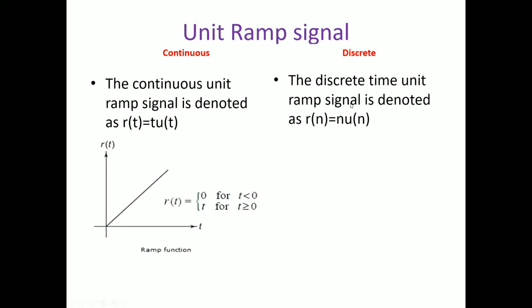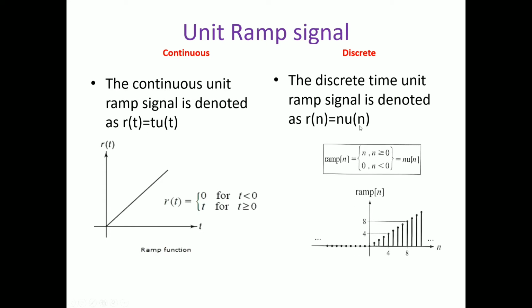Similarly, the discrete ramp signal is also similar to that, but instead of r of t, I can write r of n. R of n equal to n into u of n, where u of n is the unit step signal in the discrete time domain. So the ramp of n equal to n for n greater than or equal to 0 and equal to 0 for n less than 0. This can also be represented simply as n into u of n. This is the mathematical representation of the discrete time ramp signal.